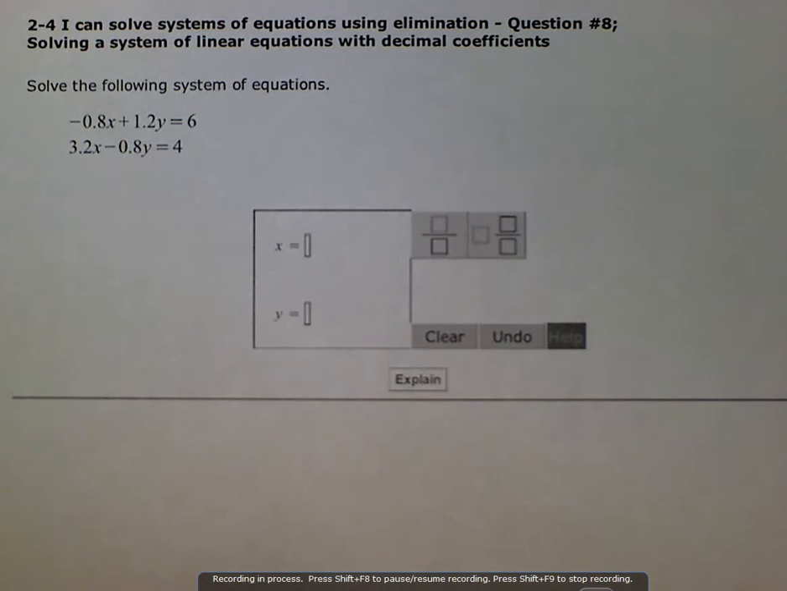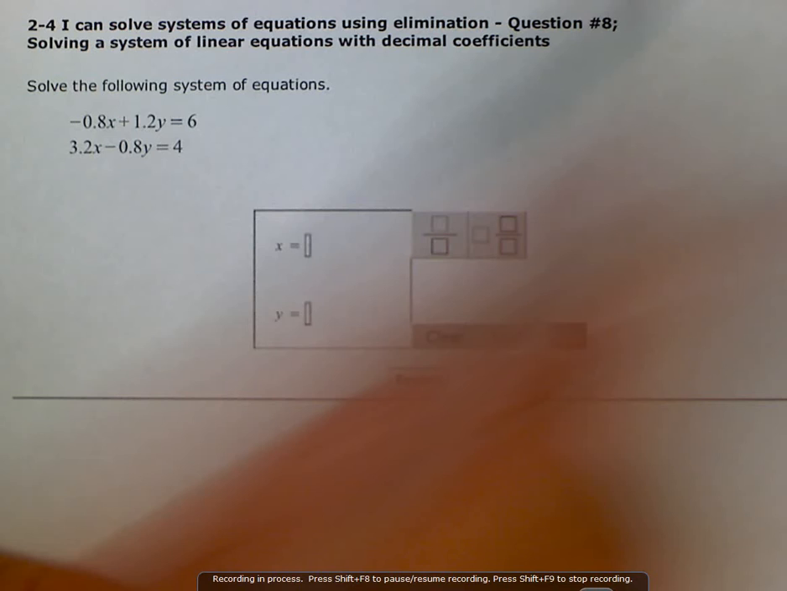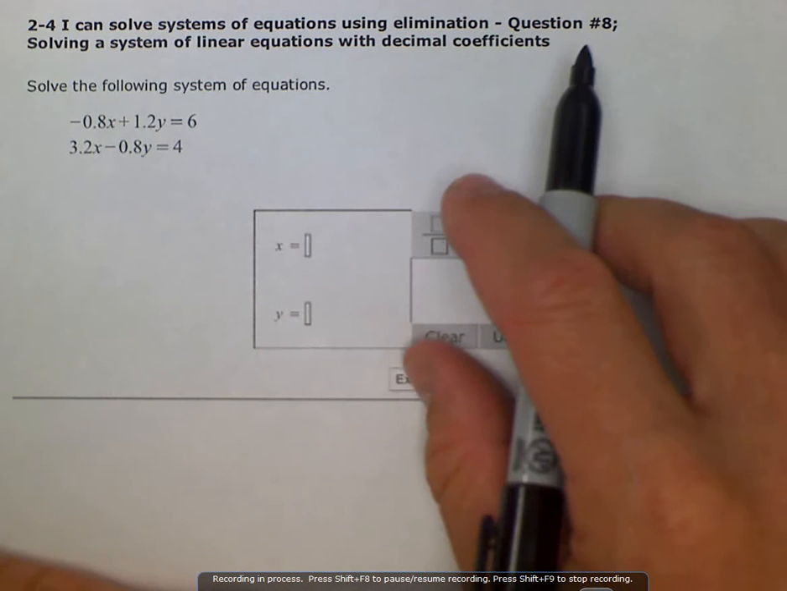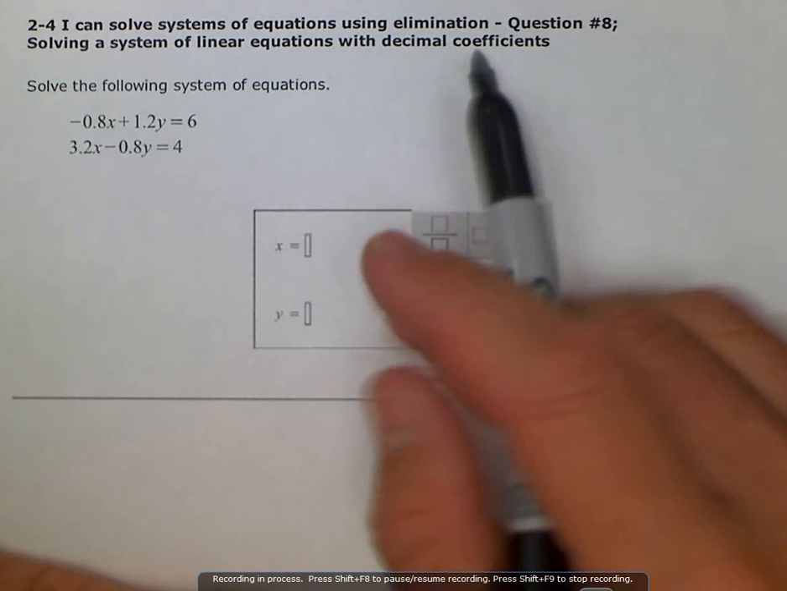Okay, here they want us to solve the system of linear equations with decimal coefficients, and they want us to use elimination. So the first thing I'm going to do is actually get rid of my decimals. That way I can prep the system in order to solve by elimination.